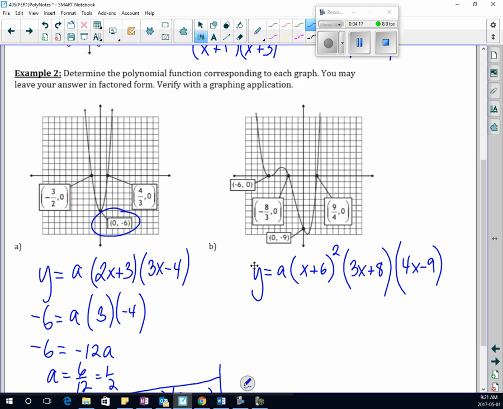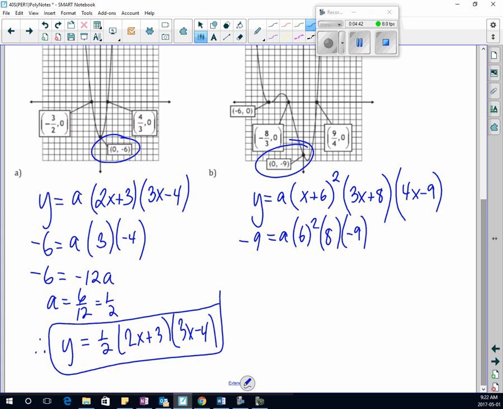Okay, so this is a 4th degree. Does that look like a 4th degree? That would be a yes. It's looking like a parabola opening up, which means my a better be positive in the end, right? So -9 equals a times 6 squared times 8 times -9. Does everybody see I could divide by -9 to both sides right now? Yes?